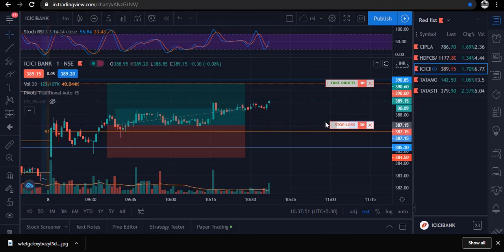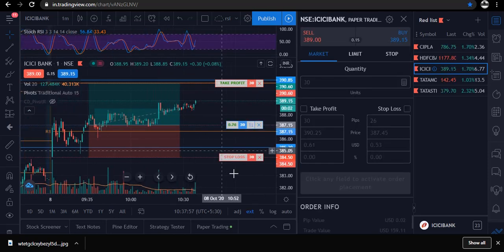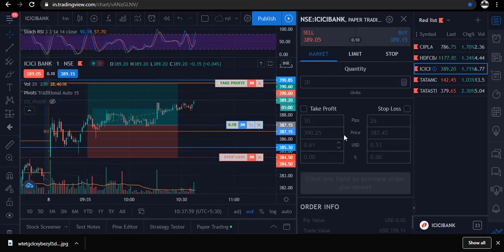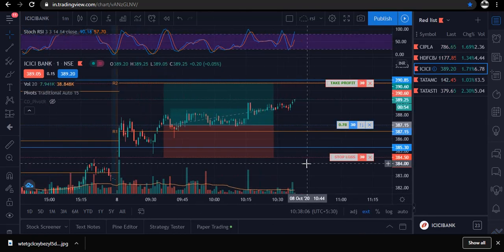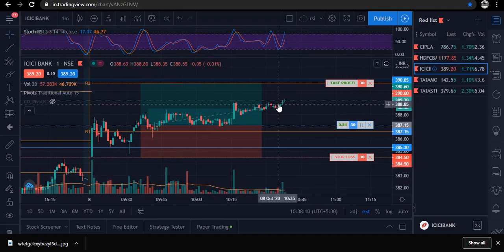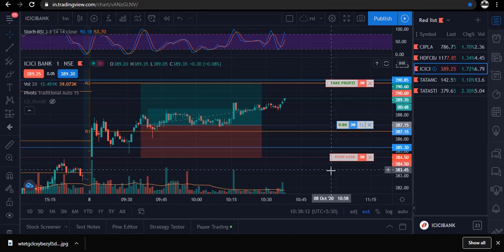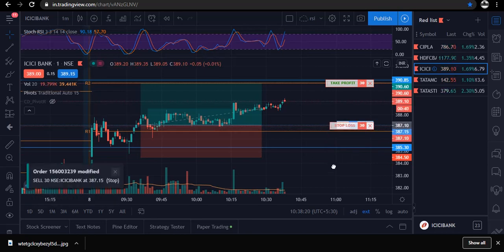Okay traders, so let's modify it. It has not been modified. It seems that it's taking time, but okay, let's try it again. Okay, so it was modified.